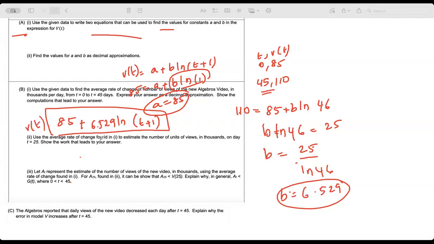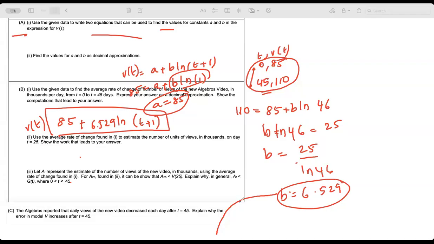Now use the average rate of change found in 1. We did not find the average rate of change. Average rate of change you can really find using a secant line. Secant line means consider a line that is pointing to this. Now, in a log graph, how is it going to be? It's going to be like this, right?